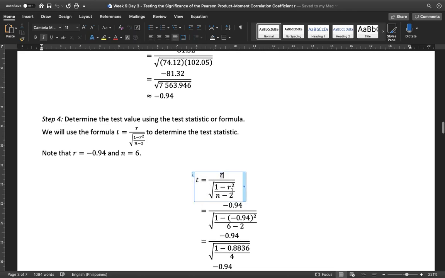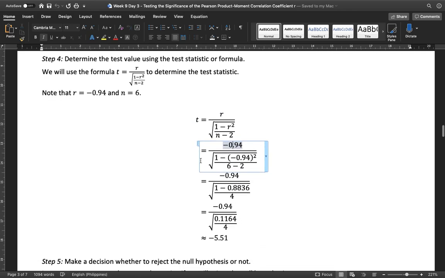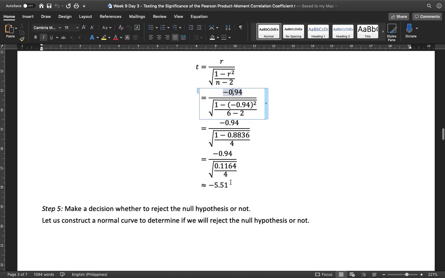So r is negative 0.94, n is 6. So substitute the values right here. Then we'll end up with the value negative 5.51. So that's our test statistic. So ano yung purpose ng test statistic natin? We'll use this to determine if we're going to reject the null hypothesis or not.